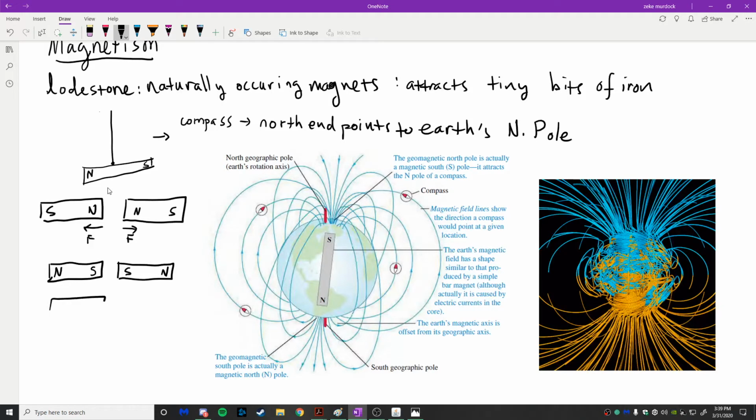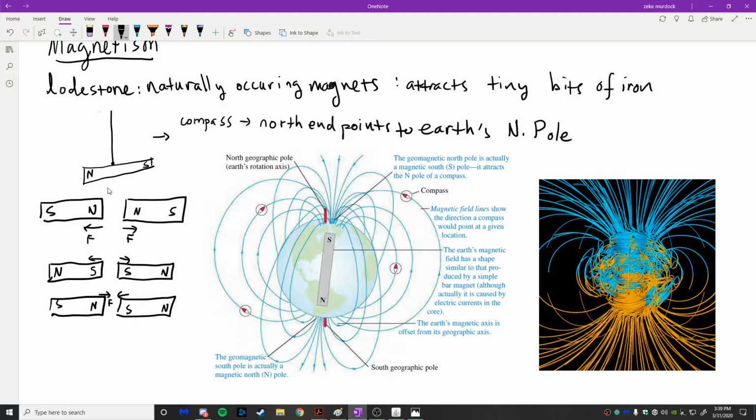But if I place them so that we have opposite ends, so if this is the north end and this is the south end of the magnet, right, then there's going to be an attractive force between these guys, right? So repulsive on these two, and on these guys, there's going to be an attractive force between the two of them, right?